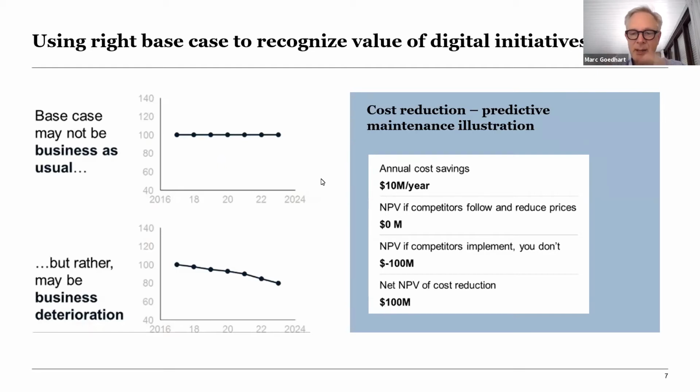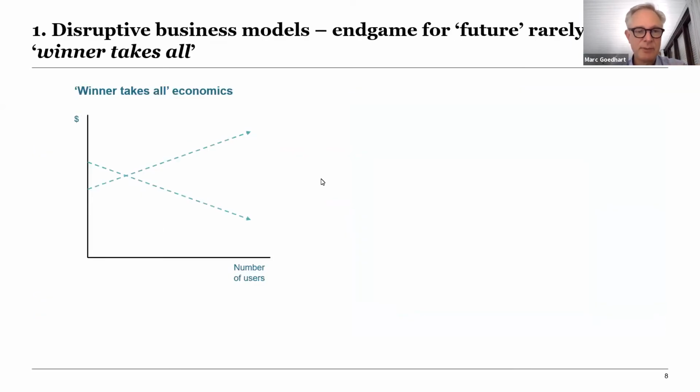The same for industries with heavy and expensive equipment, which could also be airlines, on predictive maintenance for aircraft. Yes, you can identify annual cost savings if you deploy predictive maintenance. The NPV, however, if competitors follow and reduce prices, is probably zero in the sense that the value of the company won't change. But the unfortunate thing is if you don't go along with this new trend, your value will come down. And that means that the net NPV of reducing your cost through digital technology is still positive. It's just not going to show up in your share price. That's the big thing. So that is the key takeaway for doing things better with digital technology.